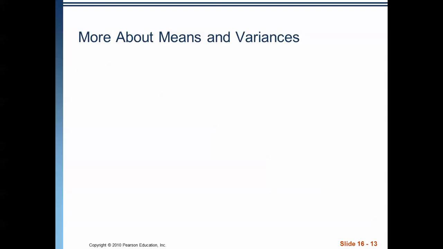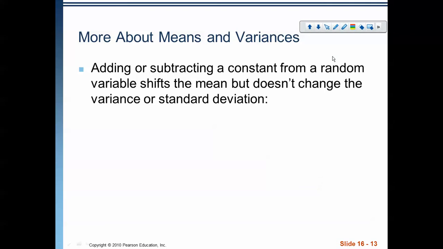Hello, everybody. Day 2 of chapter 16, and actually the last of the instruction that we'll be doing for this particular chapter. We have some things to talk about with means and variances. Way back in the day, in chapter 4, we learned a couple of things about center and spread when we have to add or subtract constants. Adding or subtracting a constant from a random variable shifts the mean, but does not change the variance or the standard deviation.